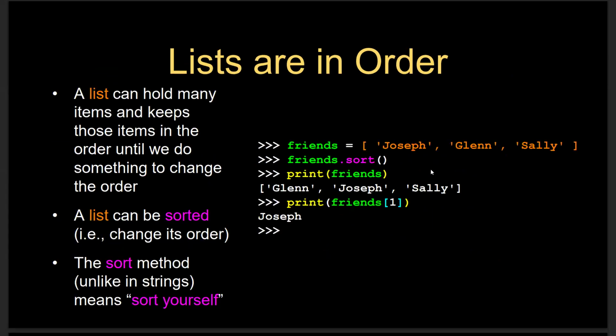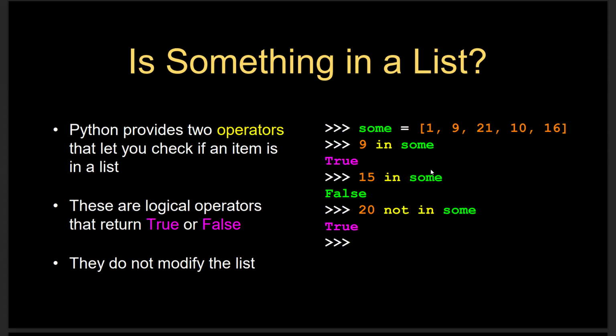Next one is something in a list. Is there any something in a list? Now let us see this. Python provides two operators that check if an item is in a list. Suppose you want to check whether an item is present in a list, there are some operators. Those operators are called membership operators, or logical operators. They check whether a particular element is present or not. If it is present, it will return true. If it is not, it will return false. So these are logical operators that return true or false.